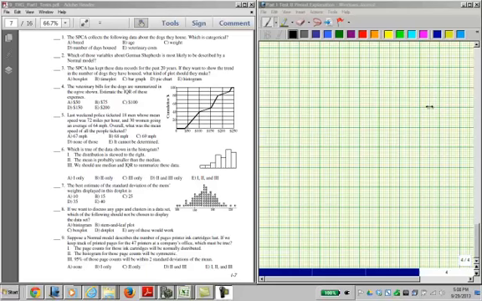Okay, this is the test for I period. The SPCA collects the following data about dogs they house, which is categorical? Well, age, weight, number of days housed, and veterinary costs all have units and are all quantitative. Breed is the only one that's categorical.